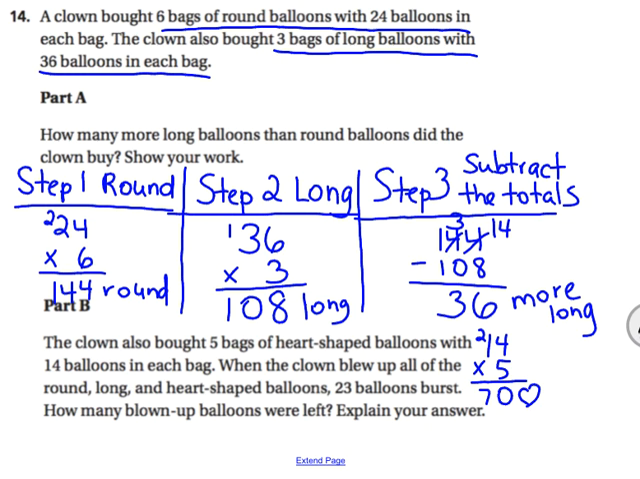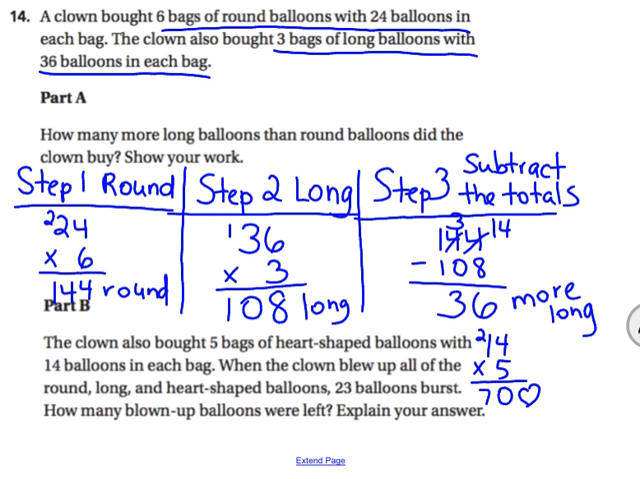So now he's saying that when he blew up all of them. Now, here's the thing. I don't know how many balloons I have in all. So we need to figure that out. So I know I have 144 round, 108 long, and now 70 heart-shaped. I have to add those all together. And then all of a sudden, 23 burst. So burst means they're not blown up anymore.